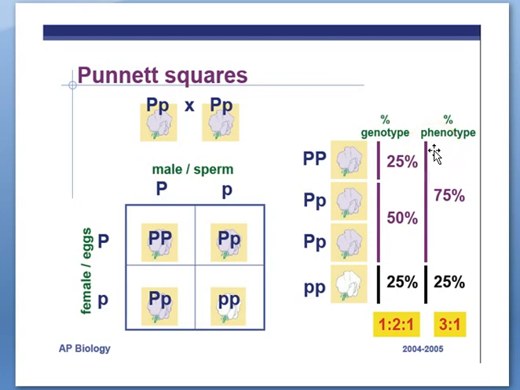Here we have the phenotype. Remember that big P, big P and big P, little p both have the dominant allele, so they'll all be showing a purple flower. That gives us 75%, or 3 out of 4, having the purple phenotype, and then only 1 out of 4, with little p, little p, having the white phenotype. Don't get phenotype and genotype confused. Phenotype is the physical outward appearance of a thing. Genotype is a description of the genetic traits, represented by letters like big P, little p.